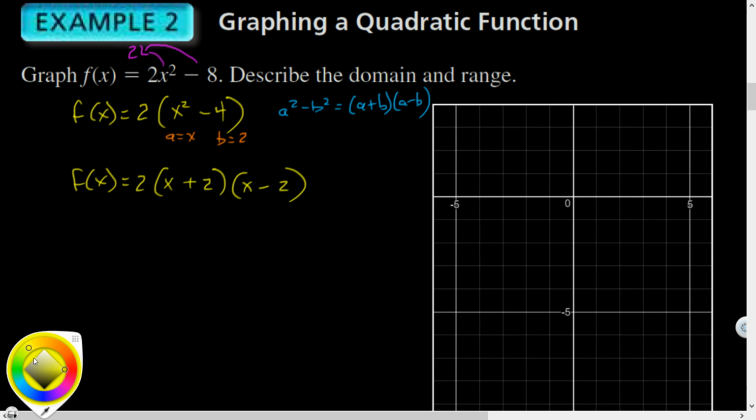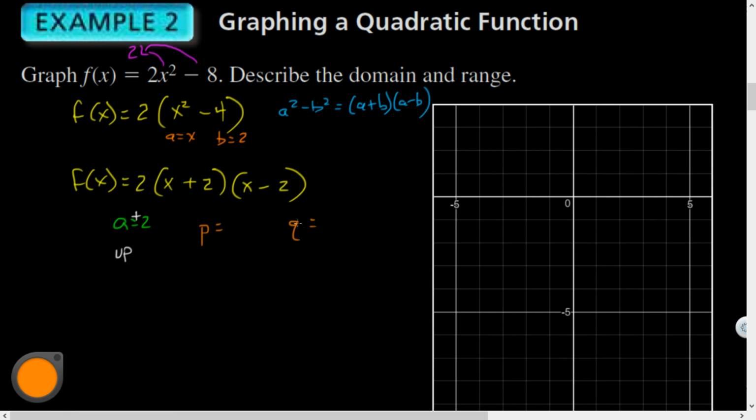All right, so, Micaiah, what do you think A is now that this is in intercept form? Yeah, A is going to be the 2. And Micaiah, do you think that's going to open up or down for us now? It opens up, right? Because that's a positive, so it's opening up. And then let's see, then we've got P and Q. Brandon, what do you think P is pulling from this factor?